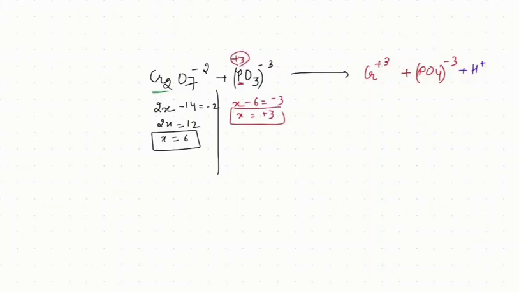Here chromium is going to be +3. And here phosphorus is going to be what? X minus 8, because every oxygen is -2. So 4 oxygen will be -8, is -3. X is going to be +5. So here phosphorus carries a +5 charge, and here 1 chromium gets a +6 charge. Now you understand the basic rule. Why am I calculating all of this?